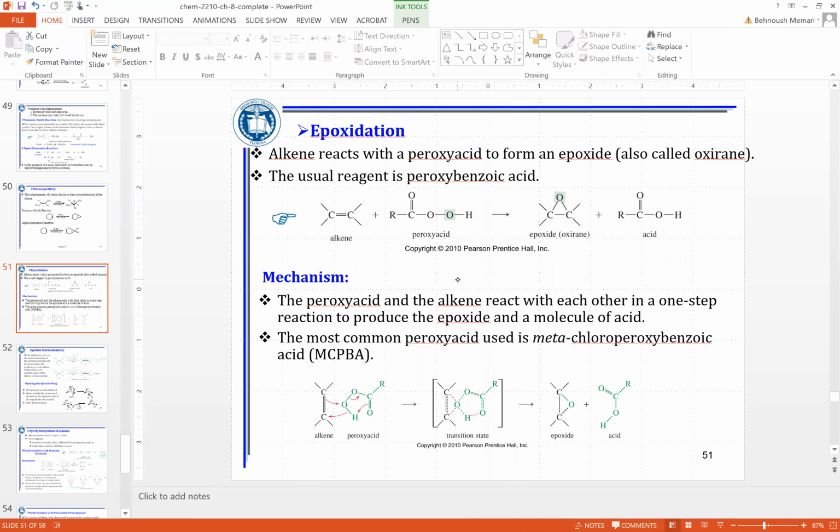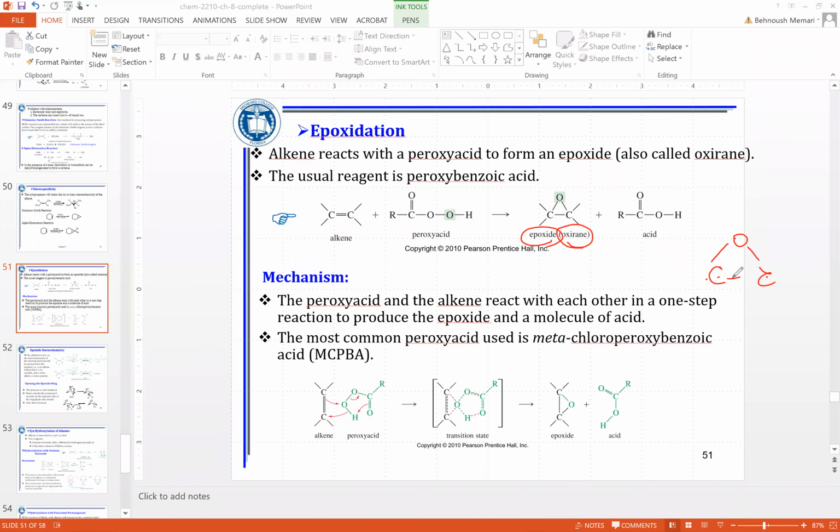Formation of epoxide, or epoxidation. We did talk about this peroxy acid already. Epoxidation means formation of epoxide. What is epoxide? Epoxide is a triangle or a three-member ring, 2 carbon, 1 oxygen. The other name for it is ethylene oxide. Another name for it is oxirane. So you have oxirane, epoxide, or ethylene oxide.